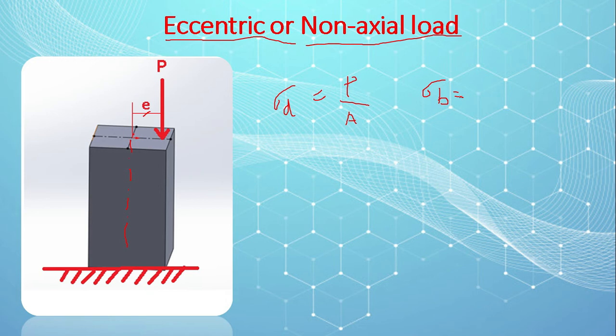It causes direct as well as bending stress in the section, as the direct and bending stresses act normal to cross section. This is the cross section, and direct as well as bending stresses act normal to this cross section. As they act normal to the cross section, the resultant stress at any point in the section can be calculated by taking the algebraic sum of direct and bending stresses.